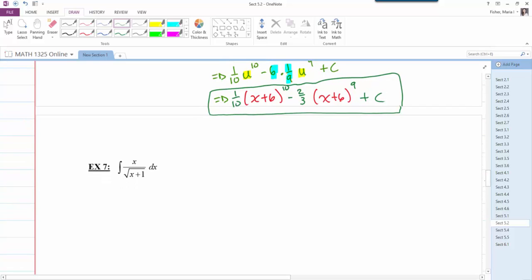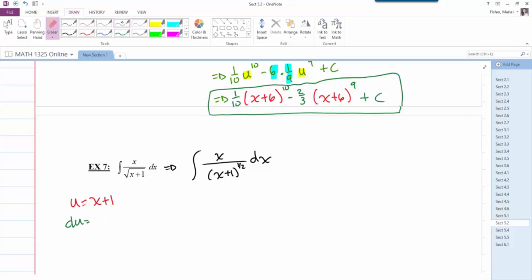Let's look at example 7. So this is really the same as x over x plus 1 raised to the 1/2 dx. So we know typically what's being raised to the power is what I let u equal. Well, if u is equal to x plus 1, then the derivative du would equal 1 dx. Well, that's great, but what I don't get rid of here, I get rid of my dx, I get rid of my x plus 1, but what I'm not getting rid of is the x.